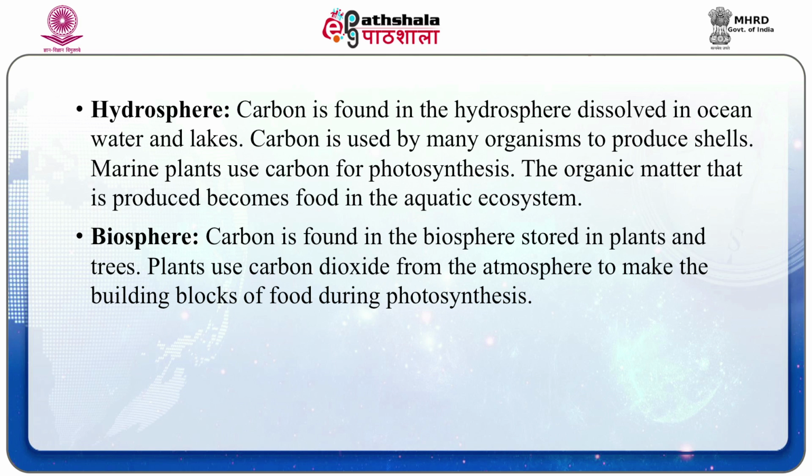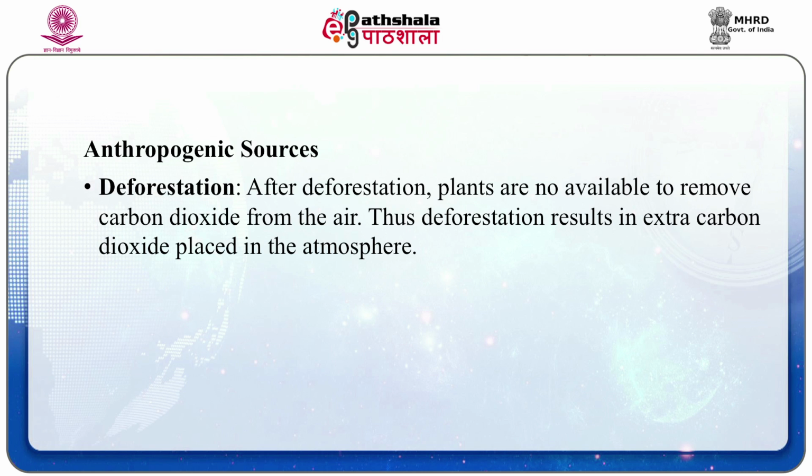Plants use carbon dioxide from the atmosphere to make the building blocks of food during photosynthesis. Anthropogenic sources. Deforestation. After deforestation, plants are not available to remove carbon dioxide from the air. Thus, deforestation results in extra carbon dioxide placed in the atmosphere.